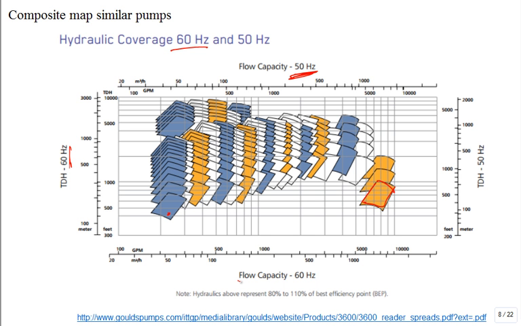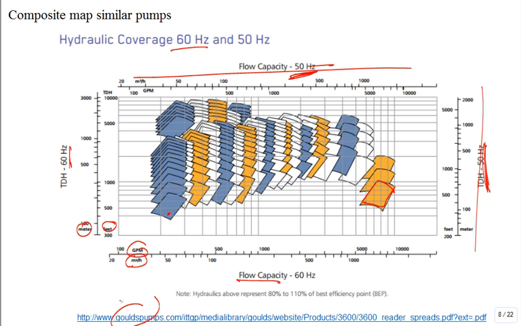They have flow capacity, meters cubed per hour or GPM. Good. They have head in feet or meters. That's good. And over here, if you're running with a 50 hertz, it's a little different sequence. These Gould pumps is a very international company.